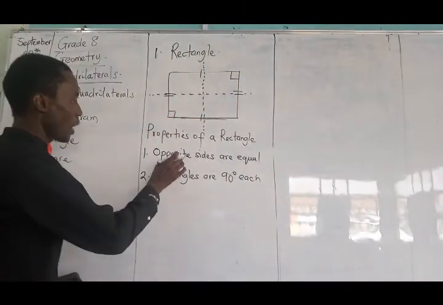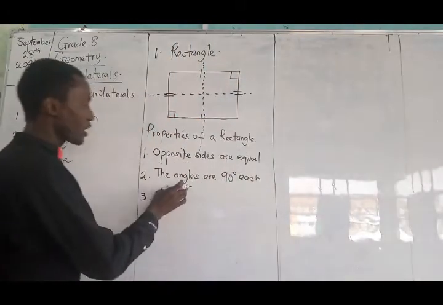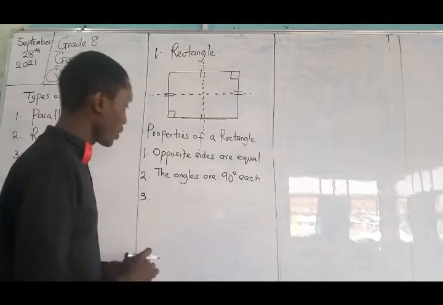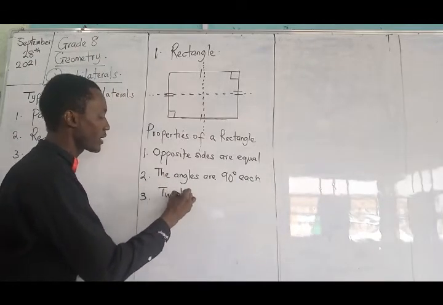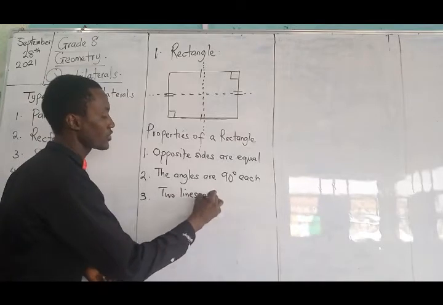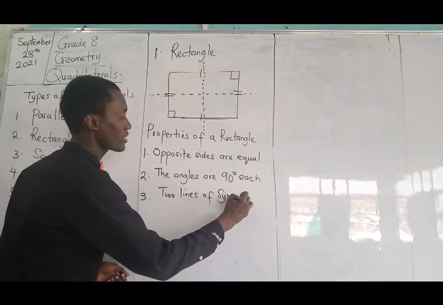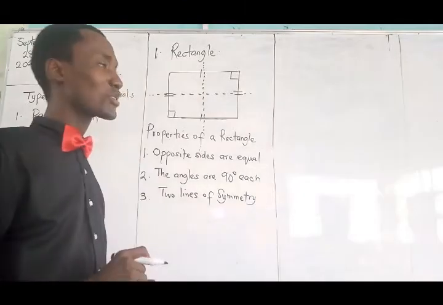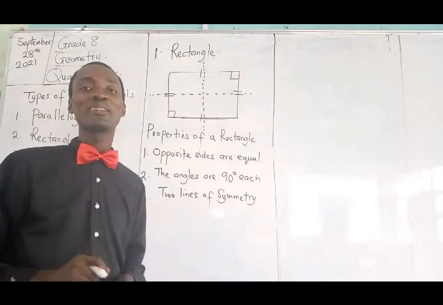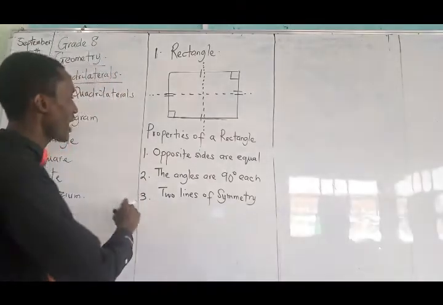Okay, we looked at opposite sides being equal, and the angles being 90 degrees each. We're looking at it having what? 2 lines of symmetry. Now, this is a very important property of a rectangle. A rectangle has two lines of symmetry.